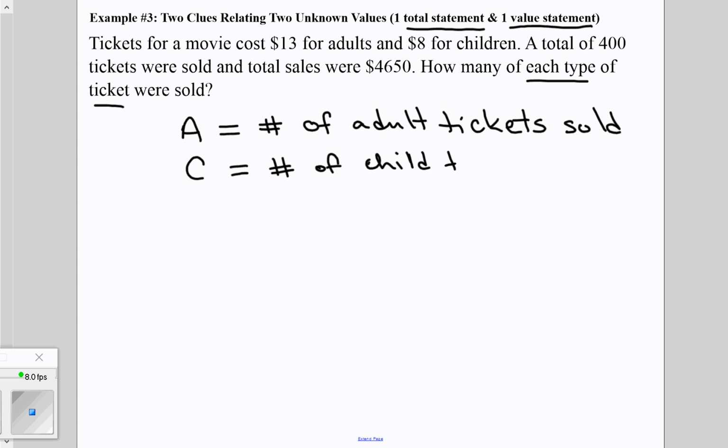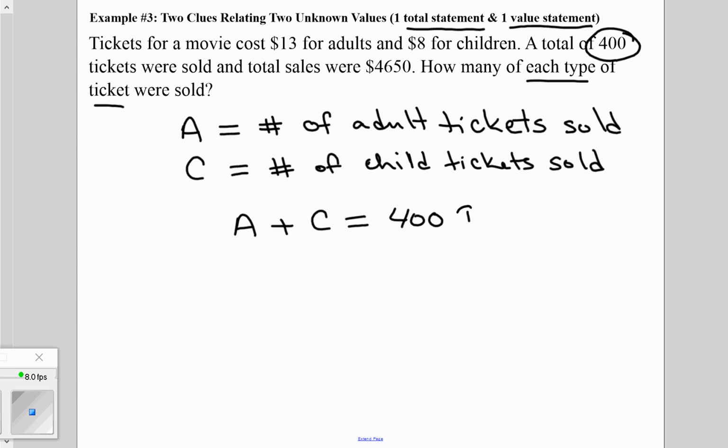Child tickets sold. Okay. It says that the total number of tickets is 400. That's not involving price at all. It just says the number of tickets sold. So A plus C will be a total of 400 tickets. So that's the total statement.